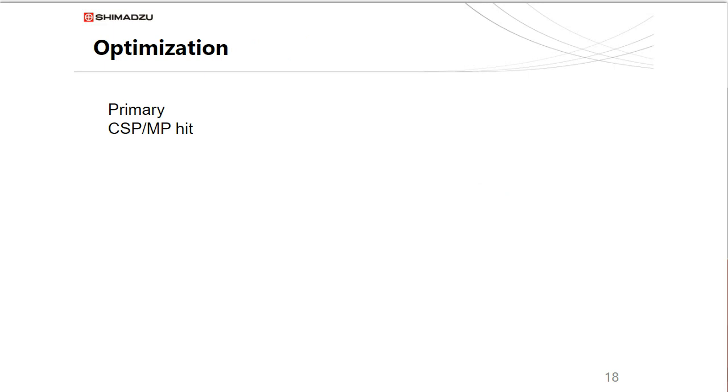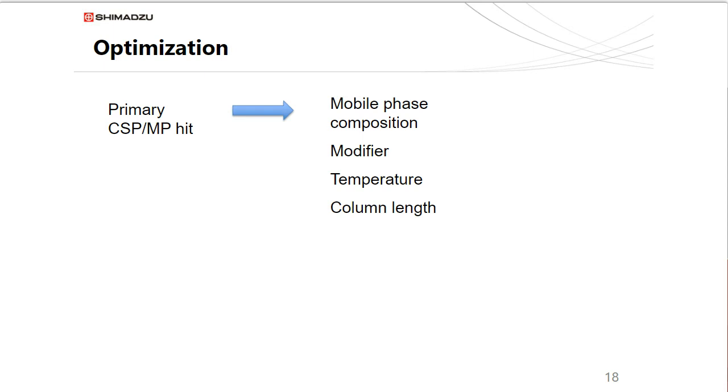So hopefully once you've completed your primary screen, you have at least one or two primary CSP mobile phase hits, but you need to do some optimization. Things to consider: changing your mobile phase composition, maybe augmenting your modifier from one organic base to another, changing the temperature, or increasing the column length. Now, keep in mind that as you're changing these, changing one may affect another.